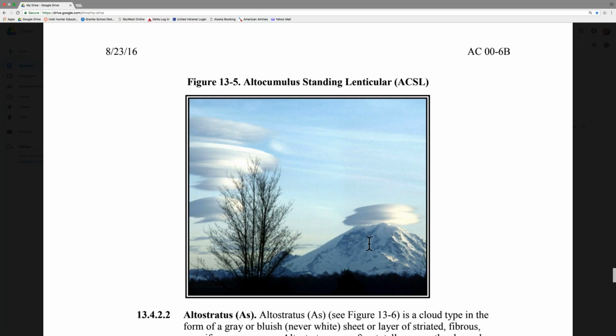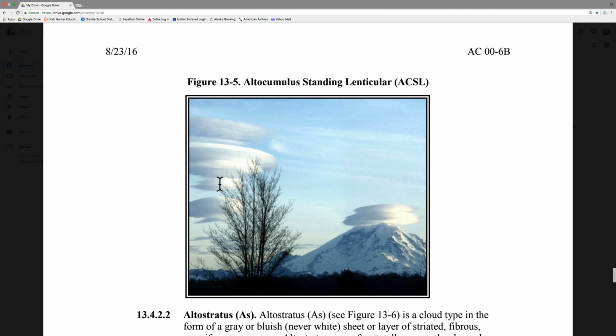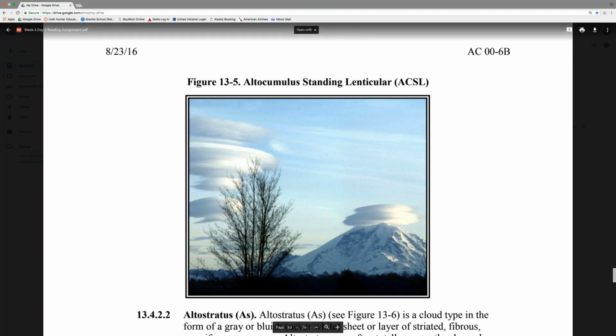Those altocumulus standing lenticulars tend to identify areas of high-speed wind, possible turbulence in the vicinity of those. If you see the altocumulus standing lenticulars as you're flying, general rule of thumb, we just kind of stay away from that area. Sometimes they'll form directly over the peak, but they typically form on the leeward side of the mountain.